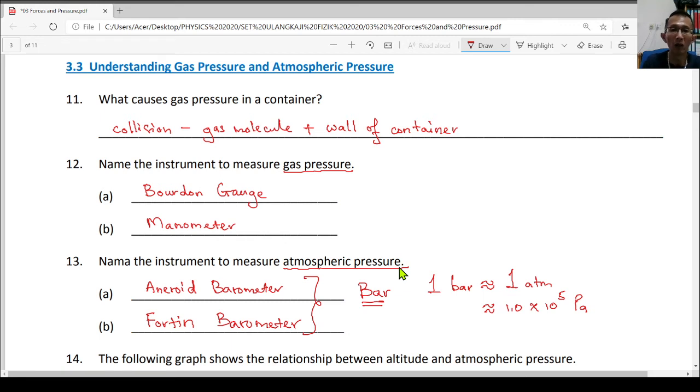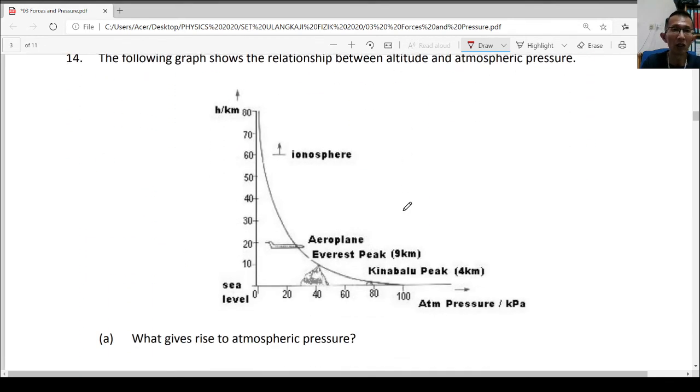Okay, so let's go to question 14. Now you are given a graph of altitude versus atmospheric pressure. If I look at my graph here, as I increase my altitude, what happens to my atmospheric pressure? It is decreasing. If you go up a mountain, the atmospheric pressure will be very low.